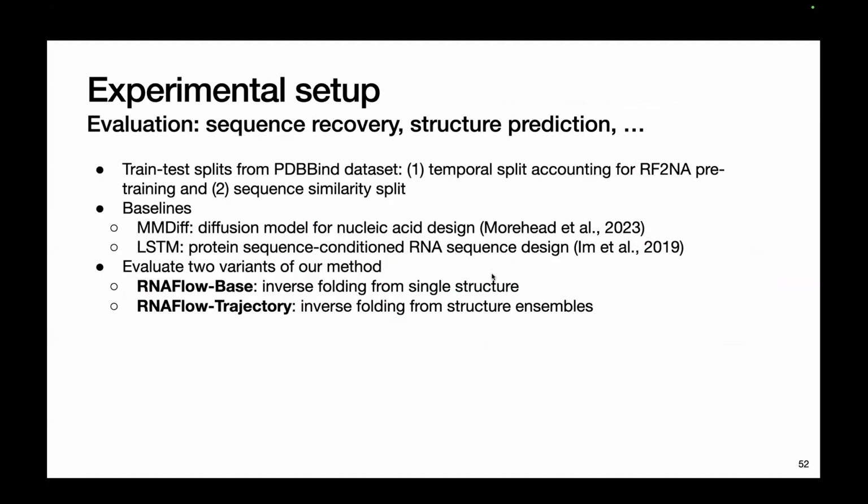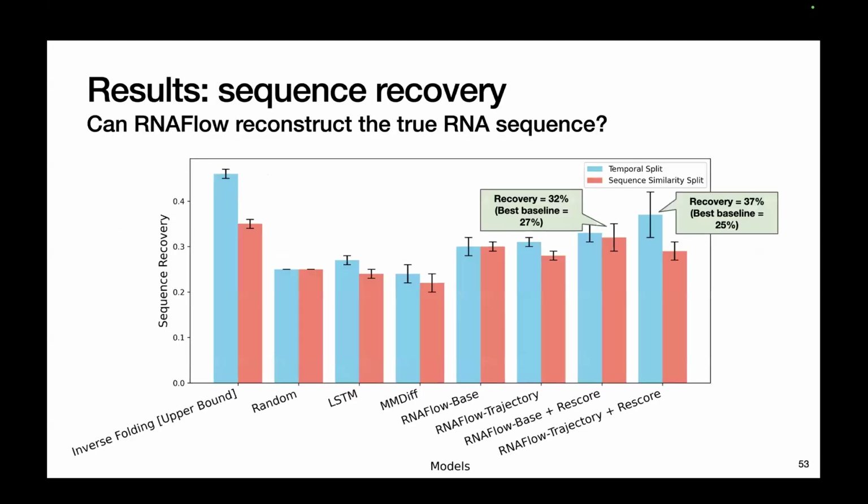So we evaluated our model. We compared to pure sequence-based models and some diffusion-based models for nucleic acid design that people have developed previously. And we evaluated two variants of our model. One is RNA flow-based, which is just conditioning on a single structure, but we also had an RNA flow trajectory variant that does inverse folding over the trajectory of that ensemble.